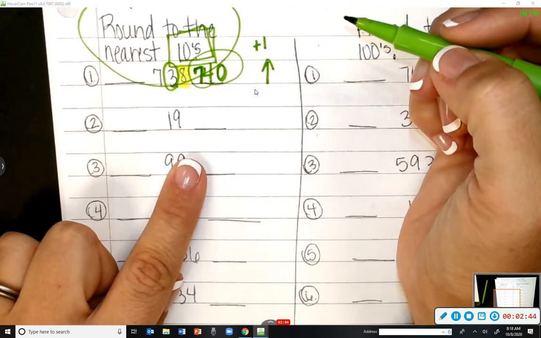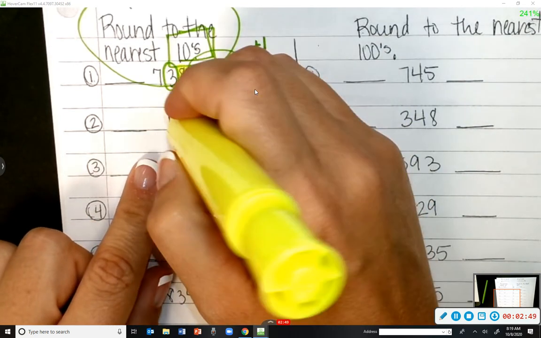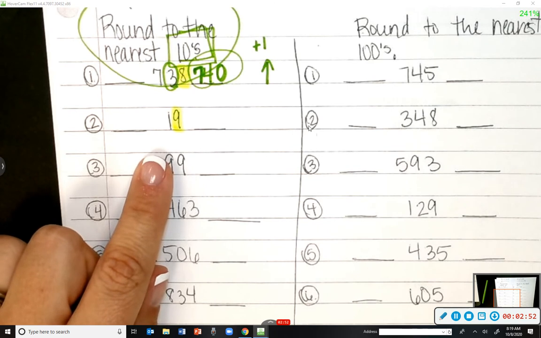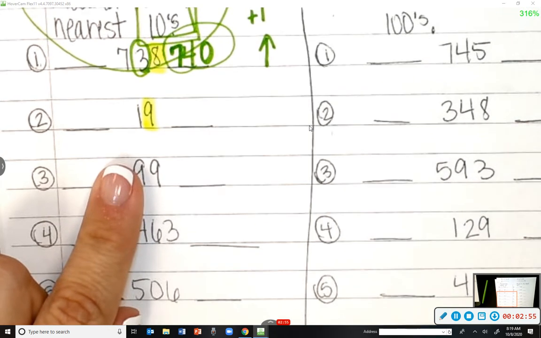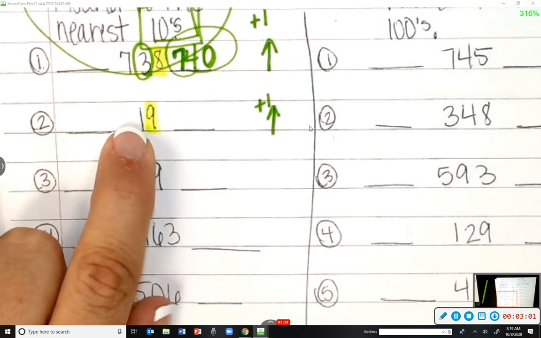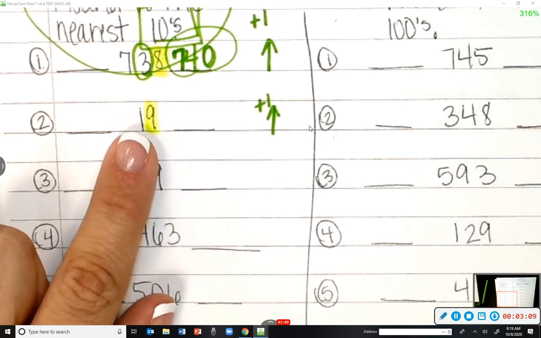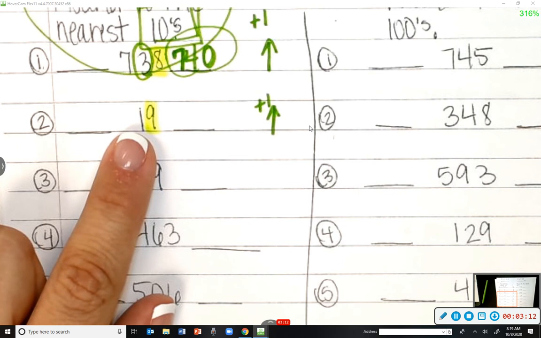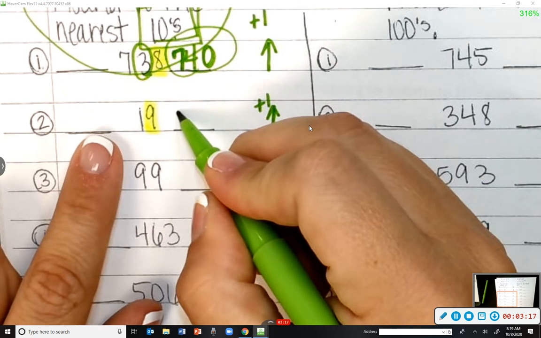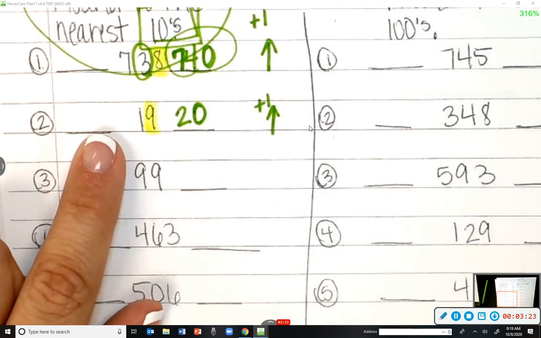Let me show you that again. Okay, we're looking at the ones place. So a 9, does that tell me to round up or down? Up. Now when we round up, we're going to add 1 to our tens digit. So if this is a 1 in the tens place, what does it become, Gregory? It becomes a 2. We just go up 1. So we go up to a 2, and then the numbers behind become a 0.